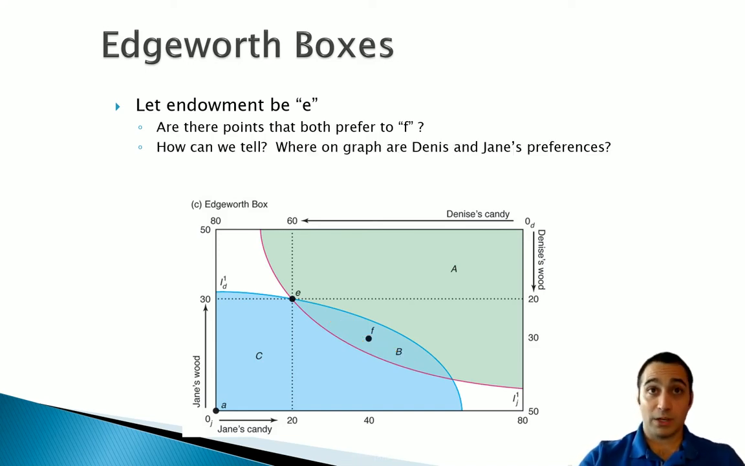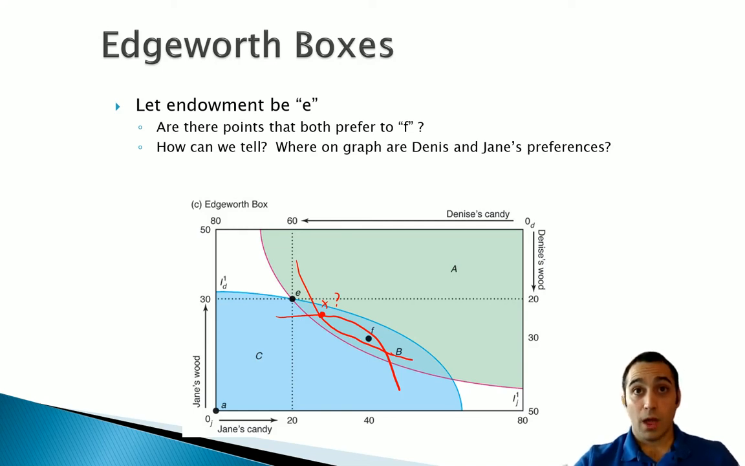Well, first thing we could do is pick some point, let's call it X. I could redraw the indifference curves for both girls. If they looked like this, is point X Pareto optimal? Or can we do better? Well, you'll note at point X, there's still this lens, right? There's still regions that are below Denise's indifference curve and above Jane's indifference curve.